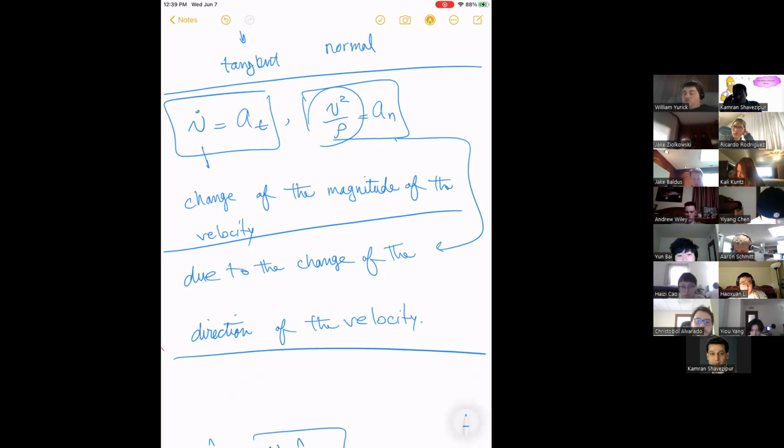Tangential component of acceleration, normal component of acceleration. Thank you. Right? So what was I saying? If you move on a straight line, there's no change of direction. This is going to be zero.